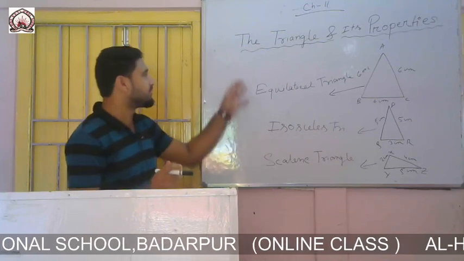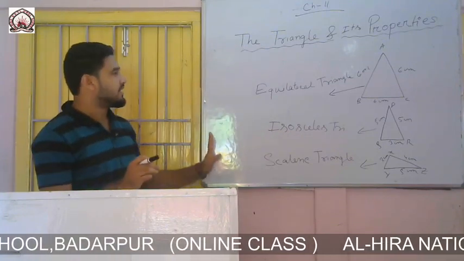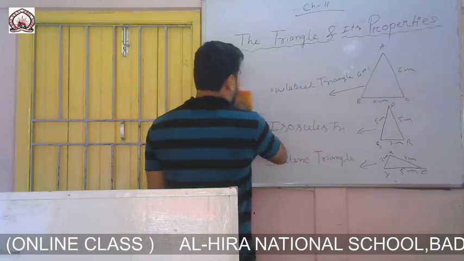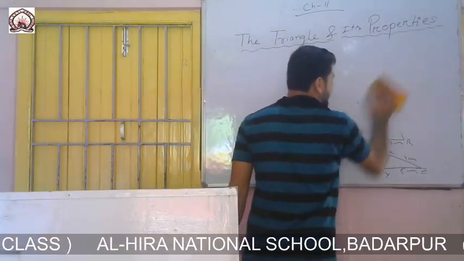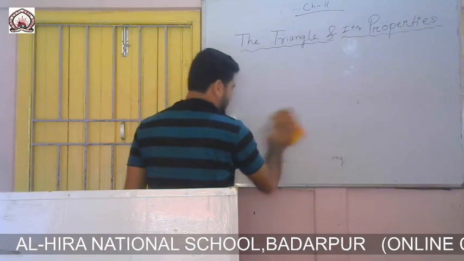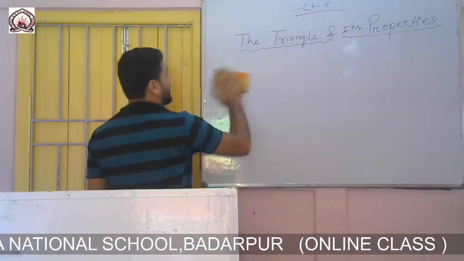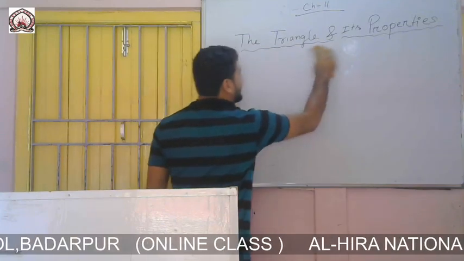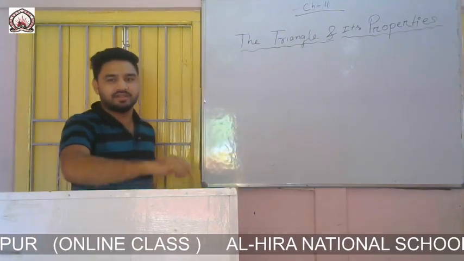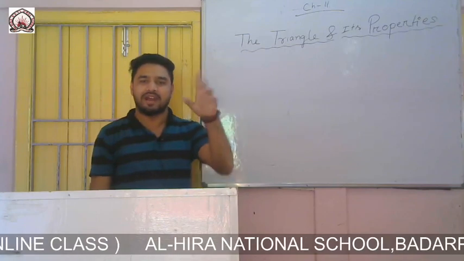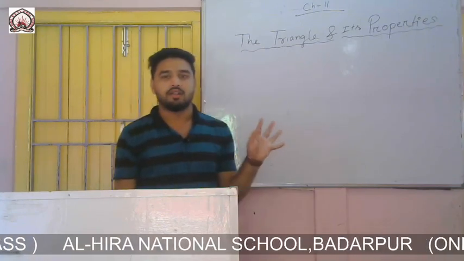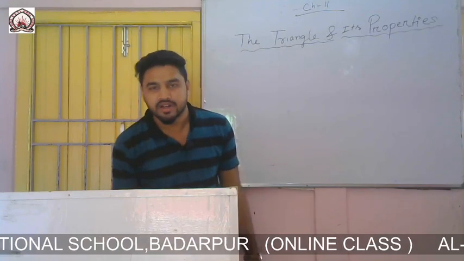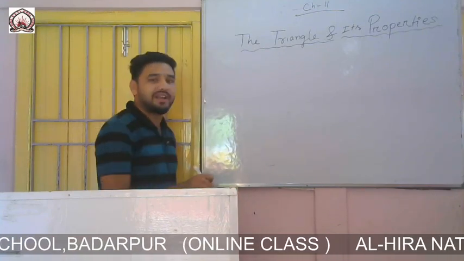So this is the classification according to their sides. Now we shall talk about the classification according to their angles. So the triangle is classified according to their angles into three types. First one is the acute angled triangle, second one is the right angle triangle, and the third one is the obtuse angle triangle. So let us know what is an acute angle.